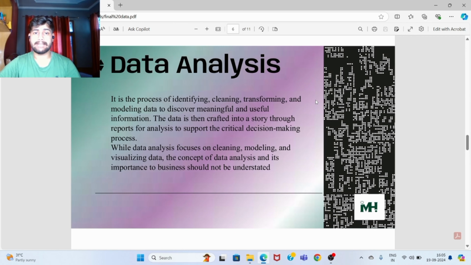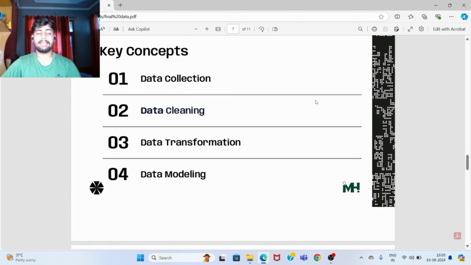So what is data analysis? Data analysis is the process of identifying, cleaning and transforming data to discover meaningful and useful information. The data is then crafted into a story through reports for analysis to support a critical decision-making process. While data analysis focuses on cleaning, modeling, and visualizing data, the concepts of data analysis and its importance to business should not be understated.